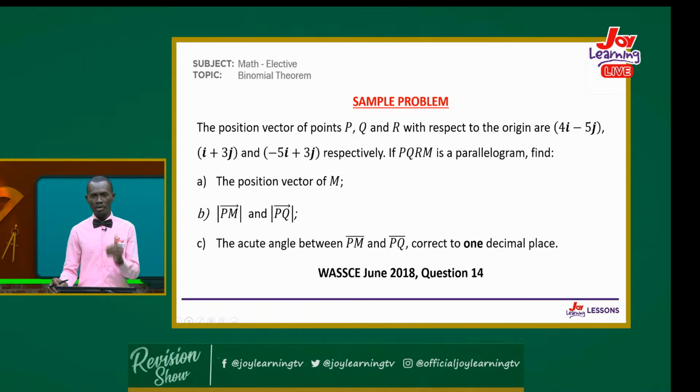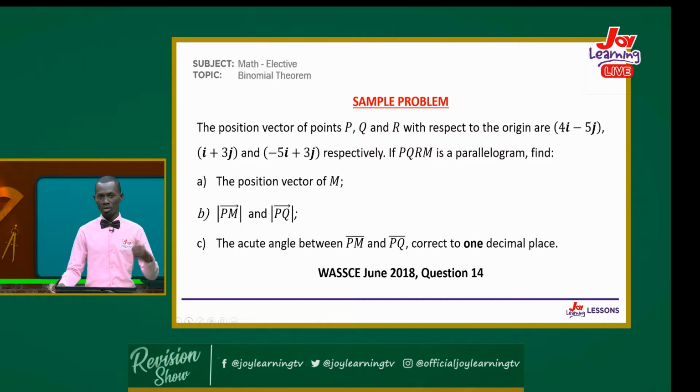Why is it introduced? It is because the moment you have a parallelogram, then something about vectors will be unveiled. And you notice in the question you were given to start with P, Q, and R. But the parallelogram has something extra: P, Q, R, and M. There is an M. So there is a point M that closes the shape to make it a parallelogram. So that is missing, and you're required to find it. And then you're required to find the magnitude of the vectors PM and PQ.